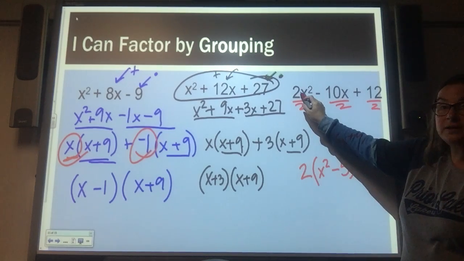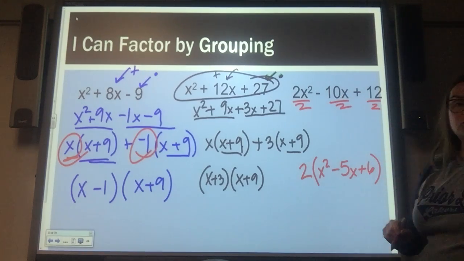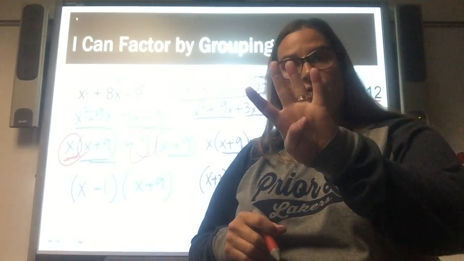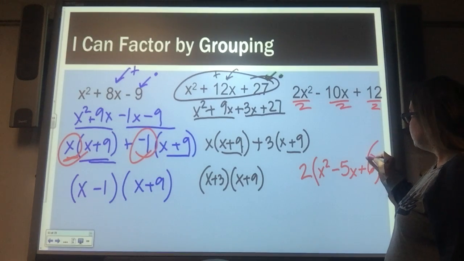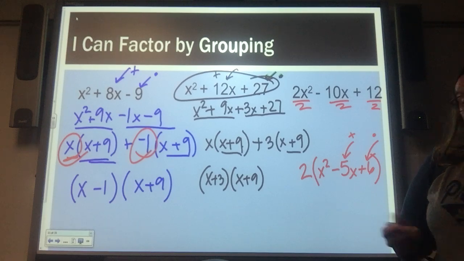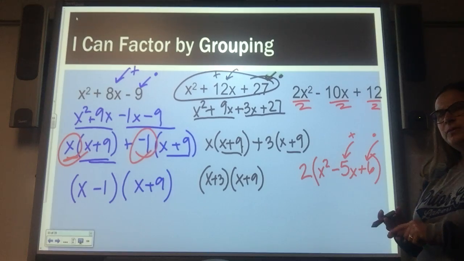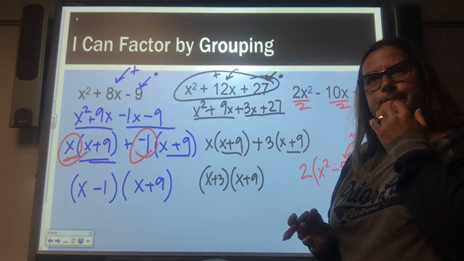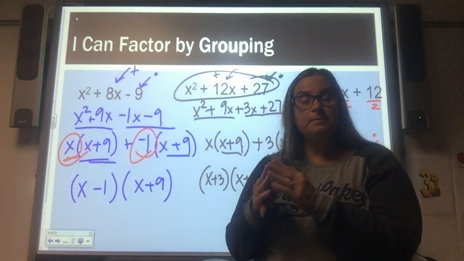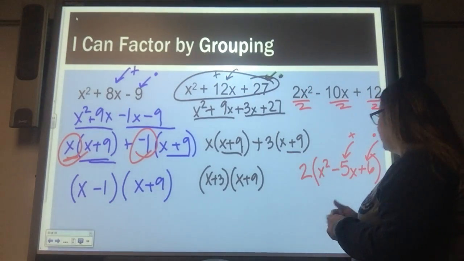2 times x squared is 2x squared. 2 times -5x is -10x. 2 times 6 is 12. Good way to check if I'm right. Now, I need to turn that trinomial into a 4-term polynomial. What two numbers multiplied together give me 6, added together give me 5? 1 and 6, 2 and 3. Wait, 2 and 3 though give me positive. You're right. It's going to be negative 2 and negative 3, because negative 2 times negative 3 is positive 6, and negative 2 plus negative 3 is negative 5. Good thinking. So here we go.